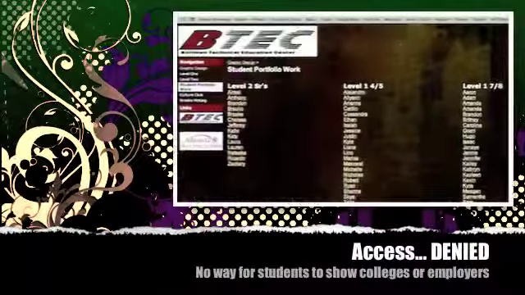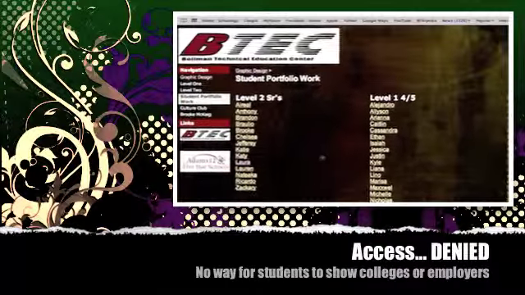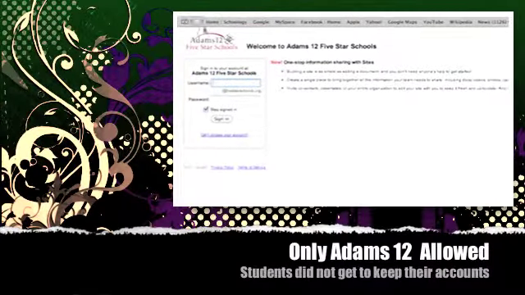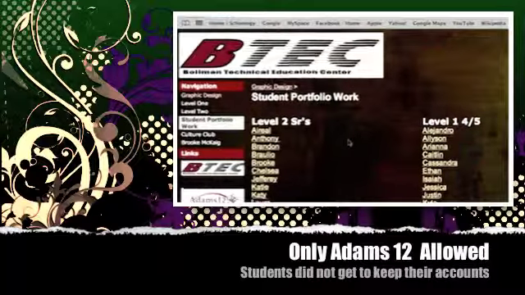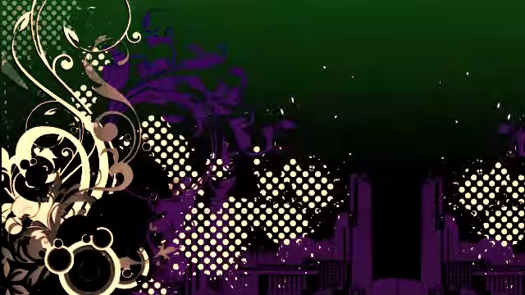The previous year, our district set up an account with Google. The students were able to build portfolio sites under the umbrella of the Adams 12 Google account. However, they didn't have ownership of the sites and were not able to take them with them when they graduated. In addition to that, they were only viewable by District 12 employees, staff members, and students.